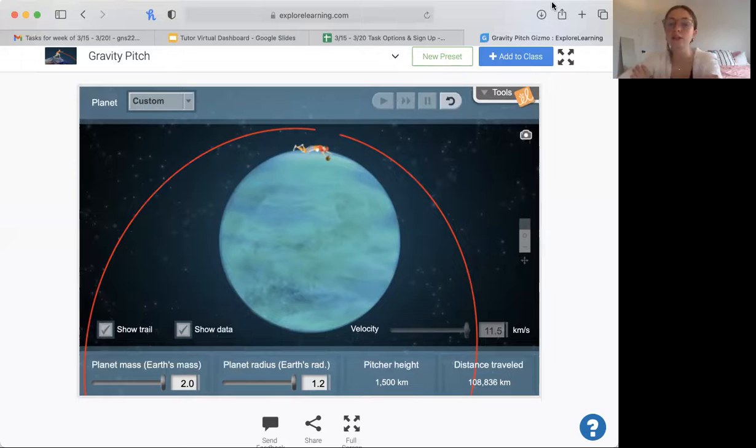So I hope you guys learned a little bit more about gravity and how a planet's mass and radius will affect the distance traveled when throwing a baseball or something like that. Obviously, this is a very dramatized experiment because nobody could throw a baseball all the way around Earth or out of our atmosphere, but it shows a pretty cool experiment.